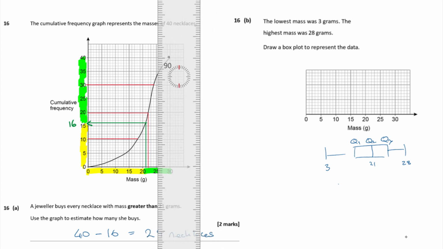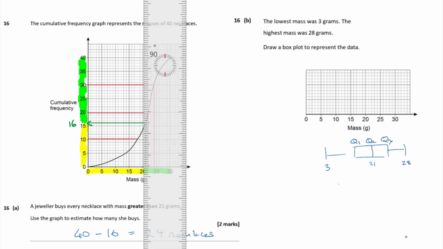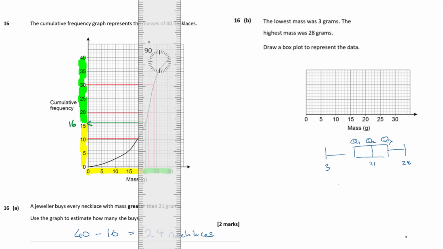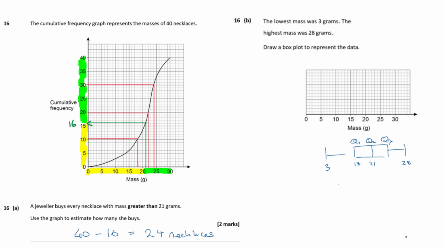So Q3 is going to be down here, or up here. And Q1 is going to be here. So I need to read those values off as well. I think Q1 is going to be about 18. Let's get rid of the ruler. 18. Q3 looks to me to be 24. So now I've got all the values that I need for my box plot.